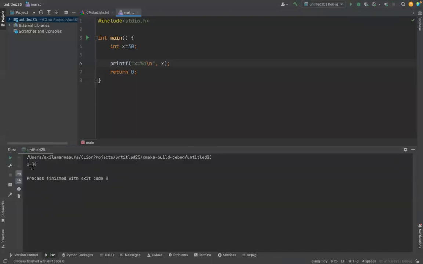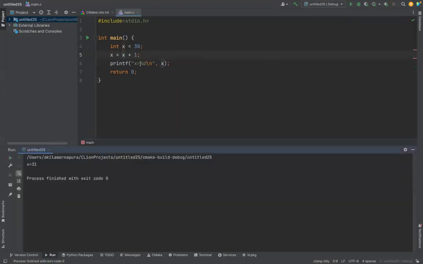Okay, x is 30. Suppose that you need to increment the x value by 1. The x value should be 30 plus 1. That means you can write x is equal to the existing x value plus 1. The existing x value is 30, 30 plus 1 is 31, and 31 will be assigned to x. Now x is 31.